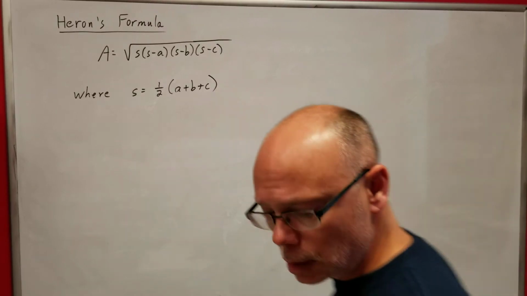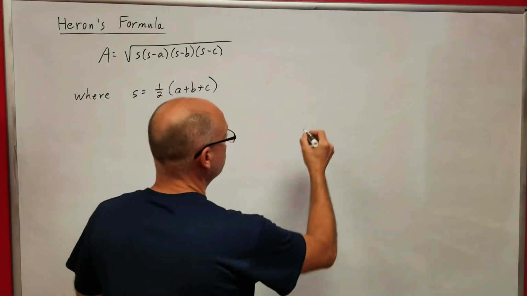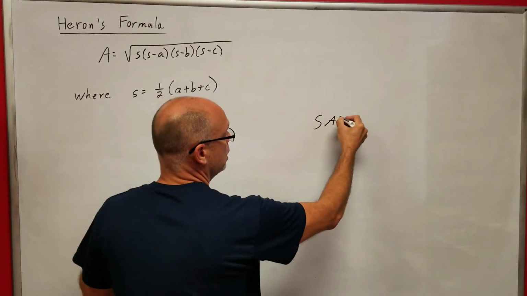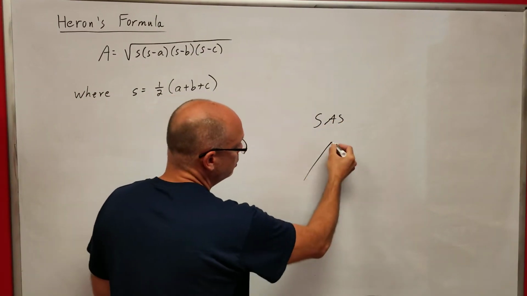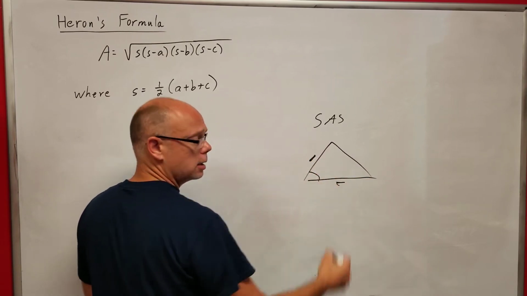All right, let's look at the area of a triangle again. We looked at the area of a triangle whenever we were given side, angle, side, right? So we had a triangle. It looked like this. We were given this side, and this angle, okay?